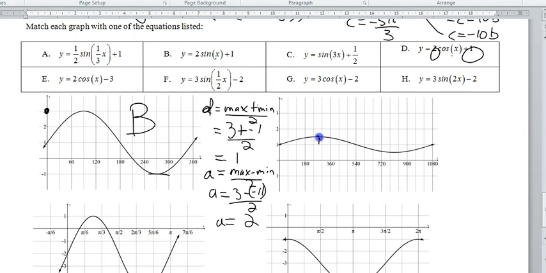What's the amplitude? Forget about calculating. What is it? Just count it. Okay, sorry. Let's start with D. What's D equal to? What's the midline? 1. What's the amplitude? How far is it from here to here? Half. Okay, we got 1, we got a half. The only thing with an amplitude of a half is A.